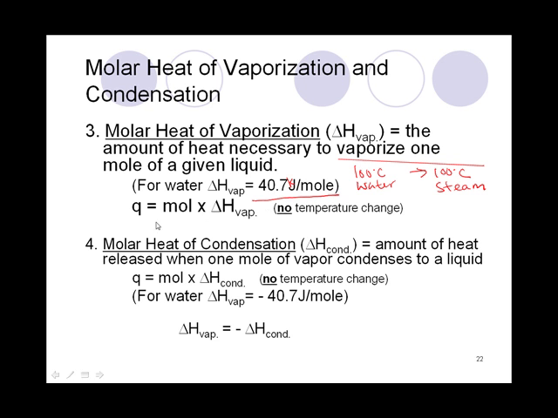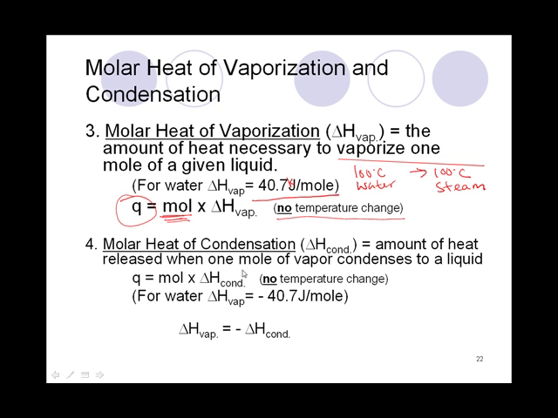And in order to find the amount of energy required, I just have to multiply by the number of moles of the substance that I have in order to get the total amount of energy that is required for that vaporization. Please remember that during these phase changes, there is no temperature change. I'm going from 0 degrees Celsius ice to 0 degrees Celsius water, or 100 degrees Celsius water to 100 degrees Celsius steam.